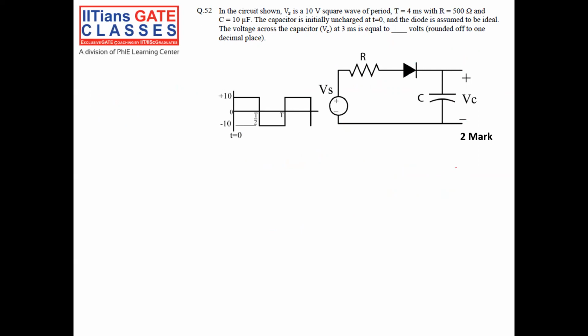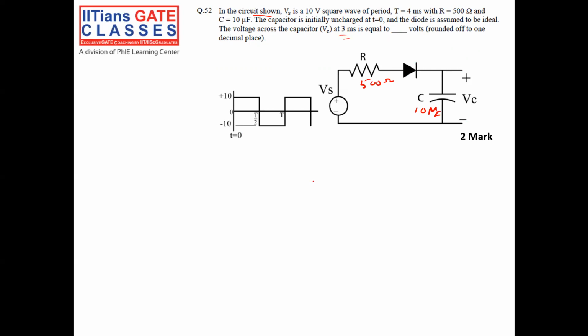In the next question, in the circuit shown, Vs is a waveform of 10 volt square wave. Period T is equal to 4 millisecond, R is equal to 500 ohm, C is equal to 10 microfarad. The capacitor is initially uncharged at t equal to 0. The diode is assumed to be an ideal diode, which I explained already. What is the voltage across the capacitor at time t equal to 3 millisecond?